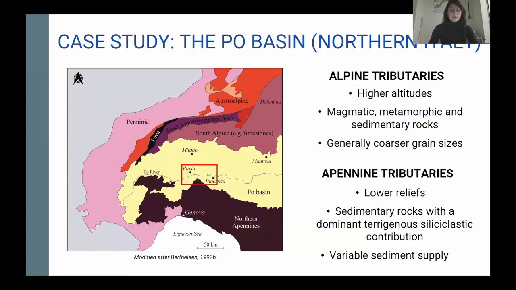So as you can see, in the northern part we have the Alpine tributaries with higher altitudes, magmatic, metamorphic, and sedimentary rocks, generally with coarser grain sizes. But in the southern part, we have the northern Apennines with lower reliefs, sedimentary rocks with the region's contribution and variable sediment supply.